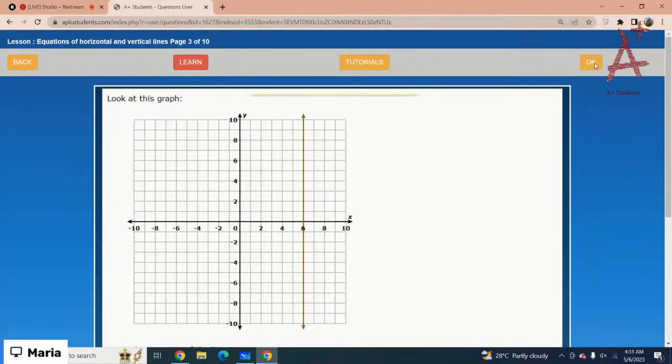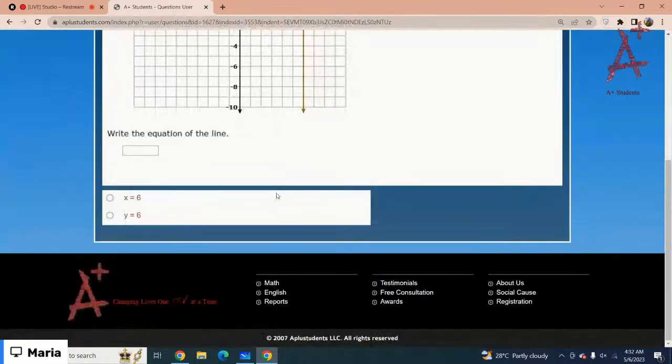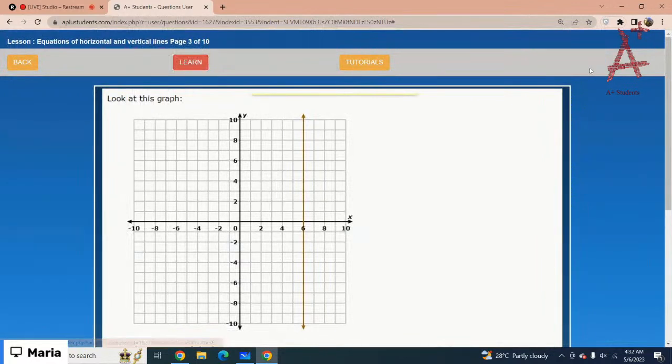Look at this graph. So which is the correct option? You can see the line is parallel to the y-axis and the point is on the x-axis. So the equation of the line would be x equals 6 because you have a point on the x-axis. So it would be x equals 6.